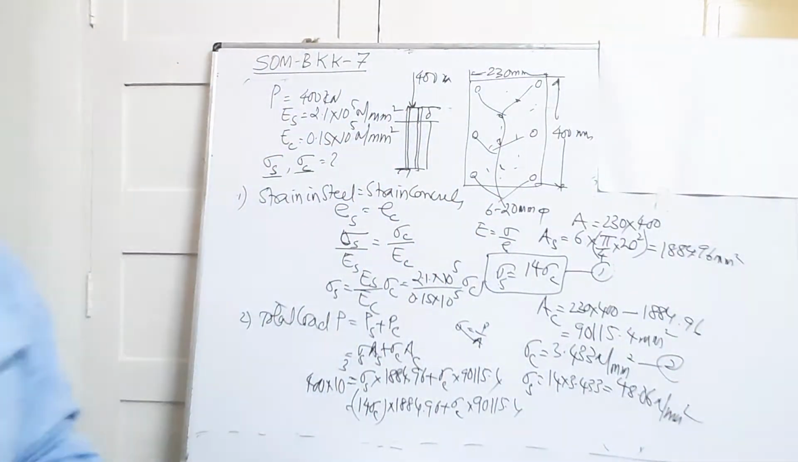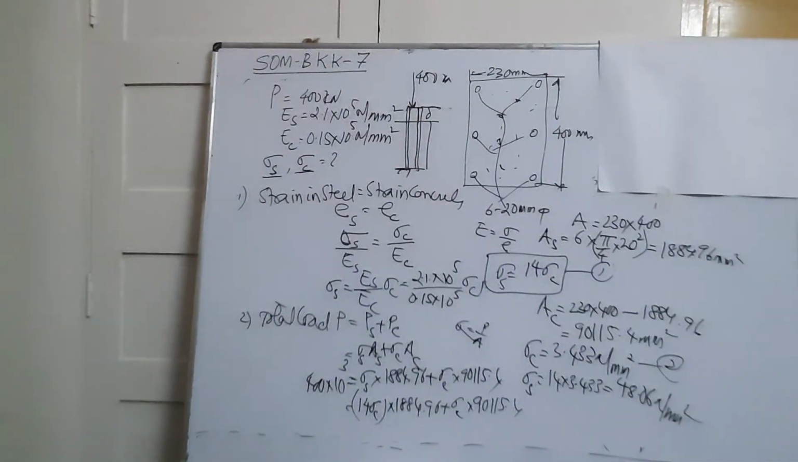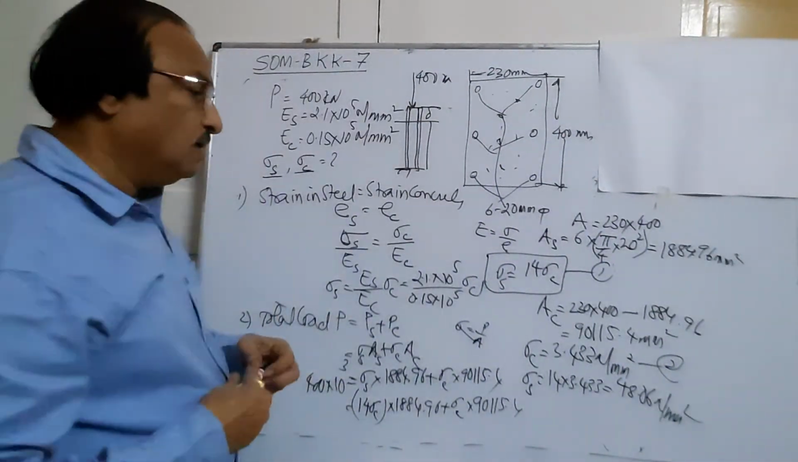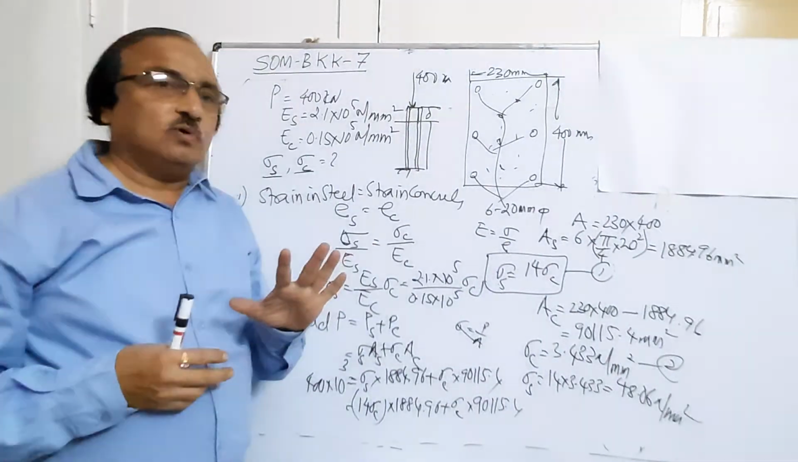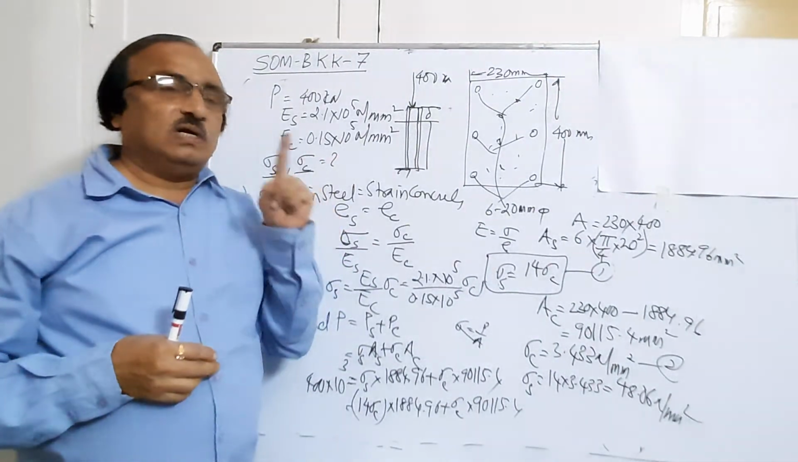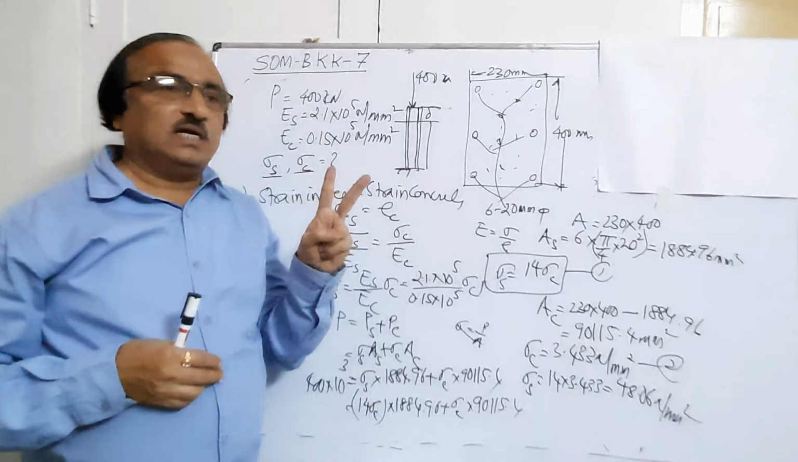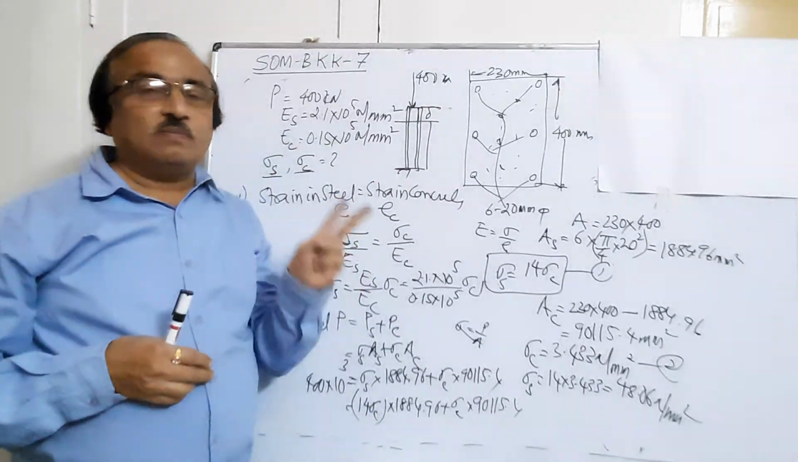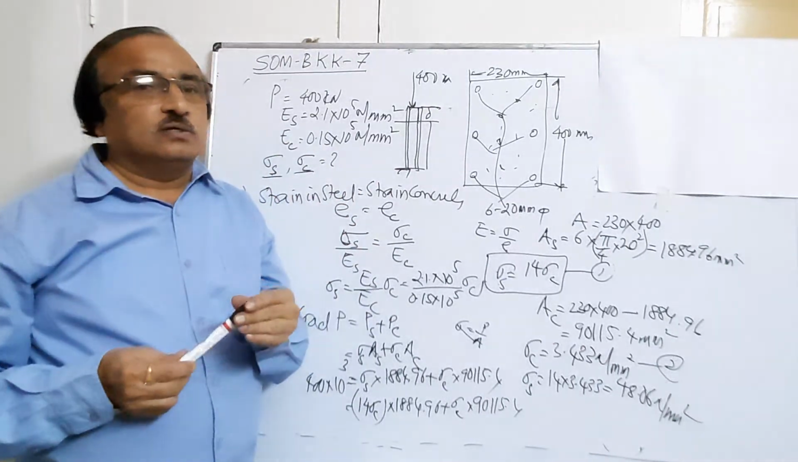So this is the way you will have to find out the stress in steel and stress in concrete. The principles we are using are: first, strain in 1 is equal to strain in 2. Second, total load is equal to load in 1 plus load in 2.